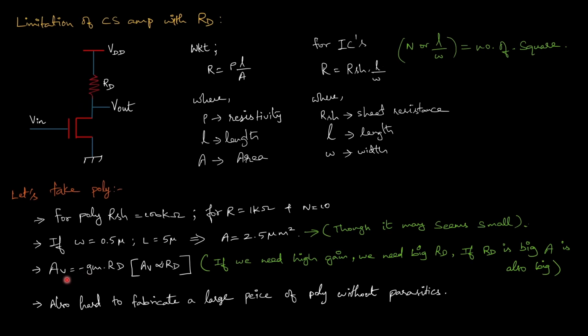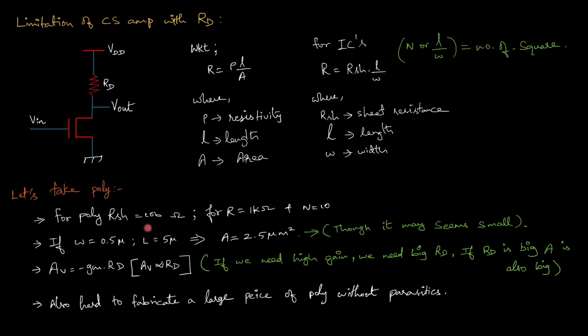We know that the gain is given by minus Gm times Rd, and if we want a large gain, we need a large resistor. But in IC, a resistor occupies area. Remember, R is equal to rho L by A, and for an IC resistor, this is the formula, where R SH is the sheet resistance. In this example, I used a poly resistor, but a resistor inside an IC can also be implemented using a diffusion resistor, well resistor, metal resistor, and high resistivity poly resistor. So different processes provide different options.